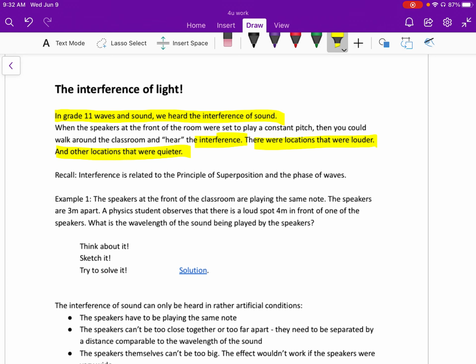Interference, that's an important thing that we're going to pull out of grade 11 waves of sound. Interference is related to this thing called the principle of superposition, which is related to phase. If two waves with the exact same phase get to the exact same place at the exact same time, then depending on their phase, they're going to combine and make a bigger wave, which we're going to call constructive interference. Or maybe when the waves got to the exact same place at the exact same time, their phases were different, or they were out of phase. Waves that are out of phase do something that we're going to call destructive interference.